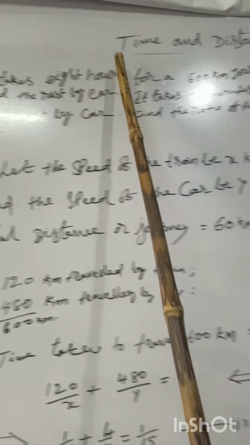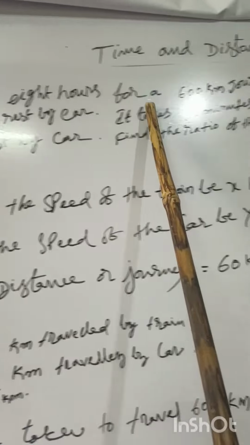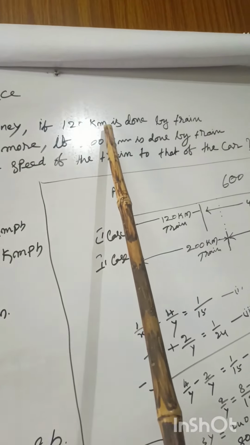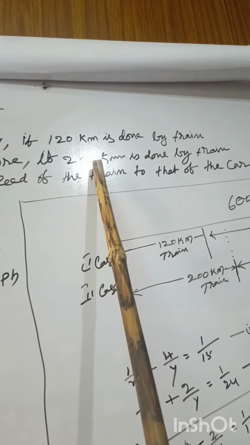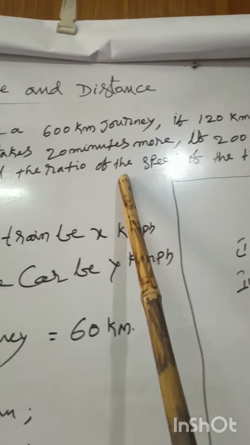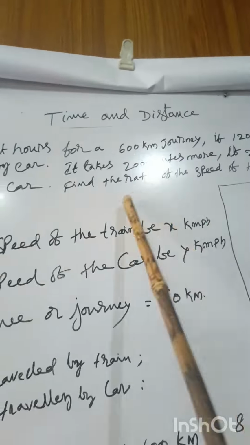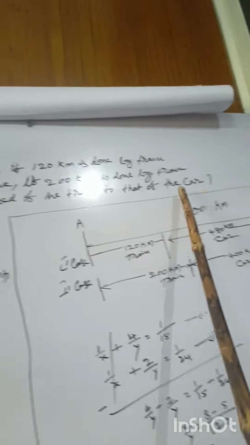Here we see one more example in time and distance. It takes 8 hours for a 600-kilometer journey if 120 km is done by train and the rest by car. It takes 20 minutes more if 200 km is done by train and the rest by car. Find the ratio of the speeds of the train to that of the car. So you have to find the ratio of the speeds of the train to the car.